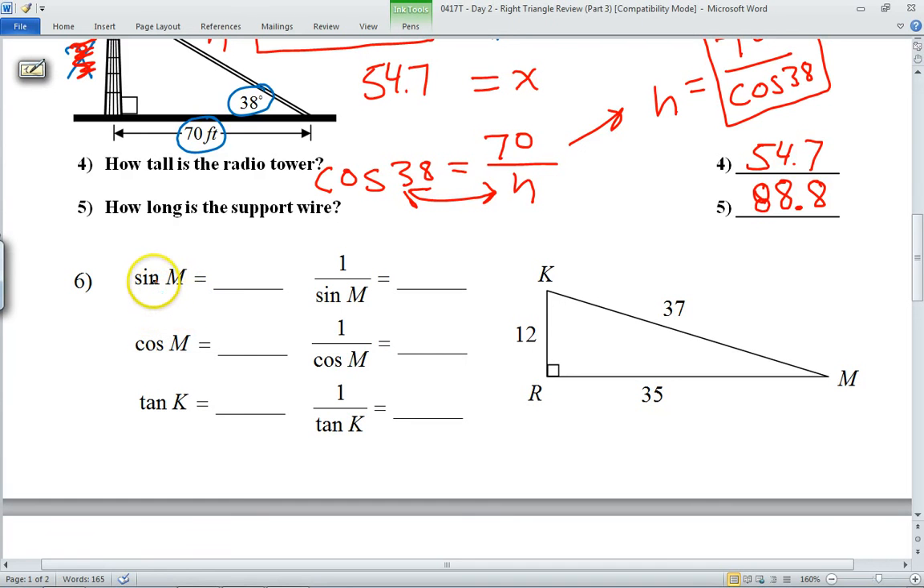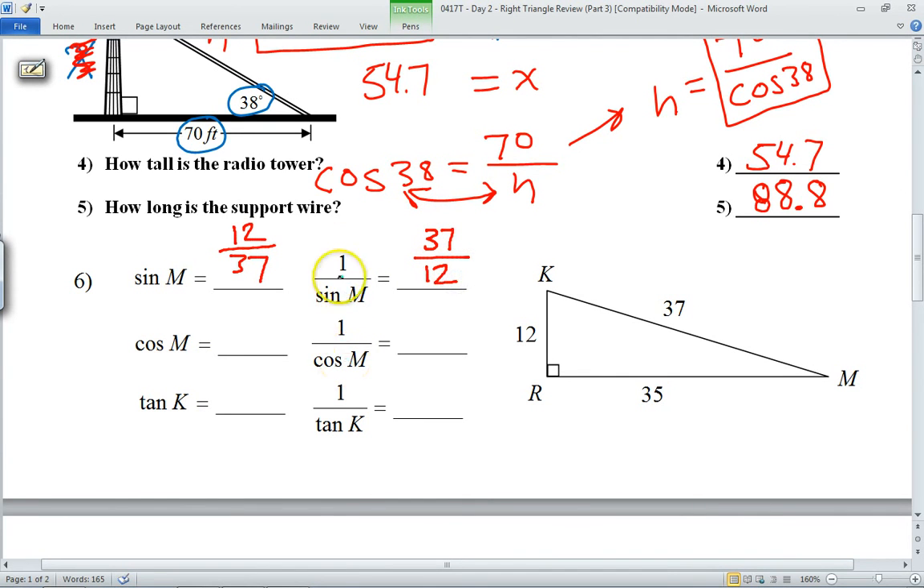Okay, let's see. Sine of angle M. Sine is opposite over hypotenuse, so that would be 12 over 37. Now look at this, 1 over sine M. I want you to understand that if you put 1 over something, that's the same as the reciprocal. What will be the reciprocal of 12 over 37? Well, sure, that's just going to be 37 over 12.